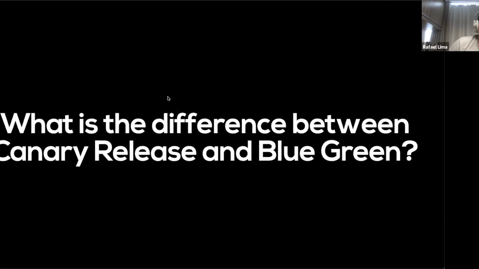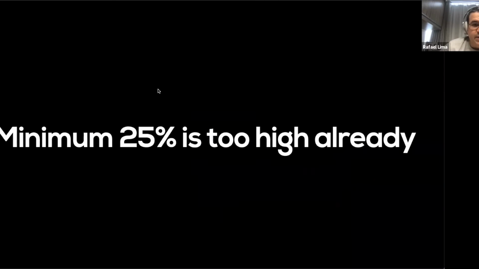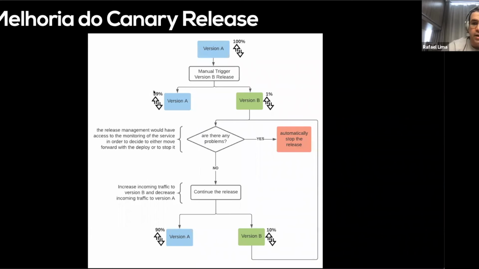Cool. But Rafael, what is the difference between Canary and Blue-Green? Right, blue-green deployment is either everything or nothing. There is no percentage. So in a nutshell, it's either everything to the old version or everything to the newer version. You don't have percentage. But as I said, 25% is already too high. It's already a lot of impact to the users. So another flaw in my translation.